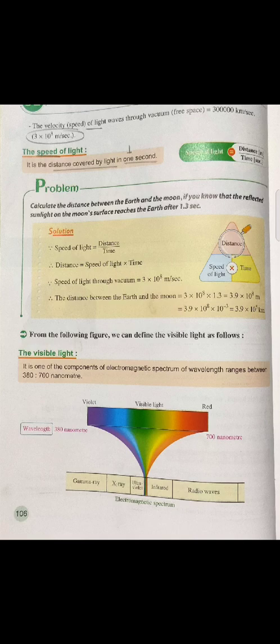And this visible light consists of the rainbow colors, which start with red and end with violet, and we will speak about this point in detail.